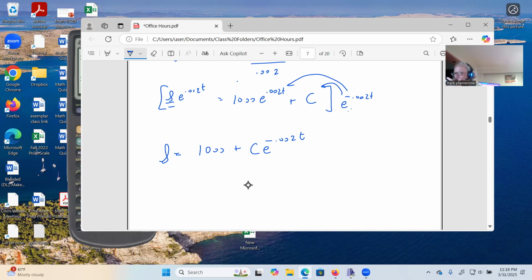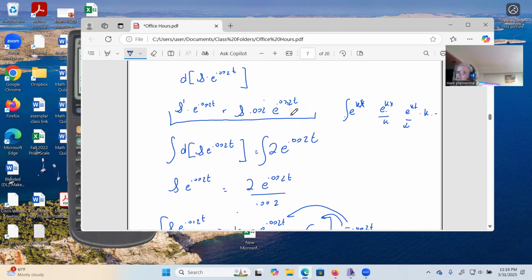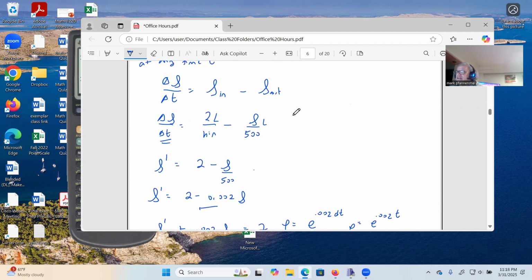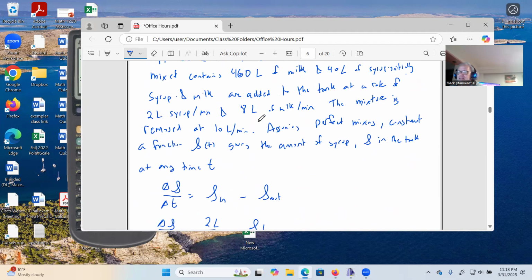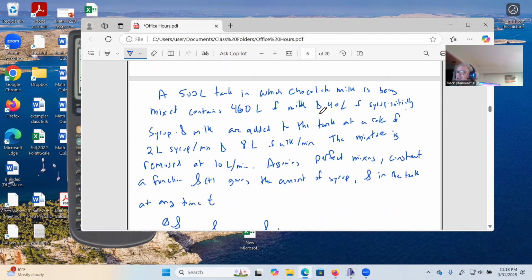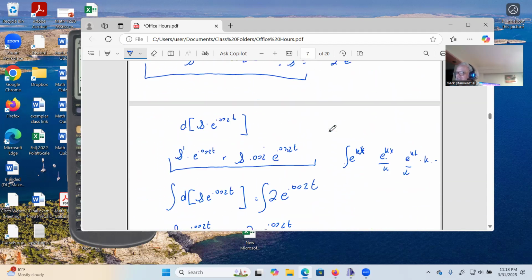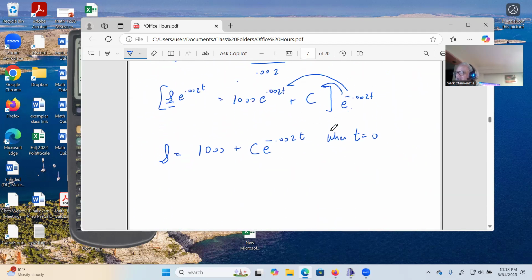Okay, and now we have to go back up to the original part of the problem. They gave us a whole bunch of information about how much syrup was in the tank originally. When t was equal to 0, how many liters of the syrup were in the tank? We have to go all the way back up here and see that when we first started, we had 40 liters of the syrup in the tank. So when t equals 0, s was equal to 40.